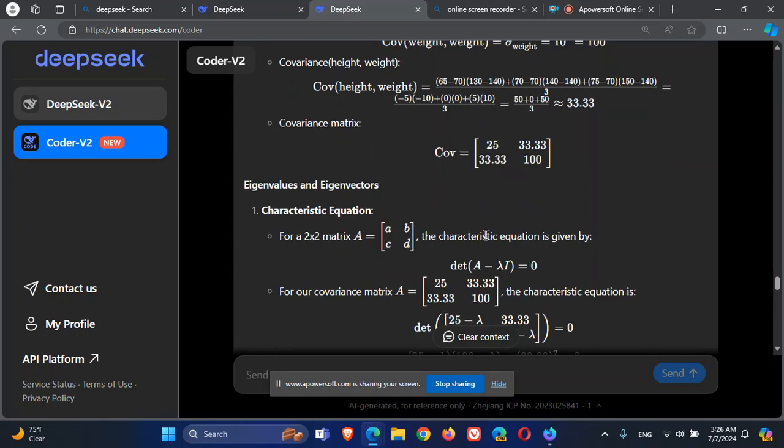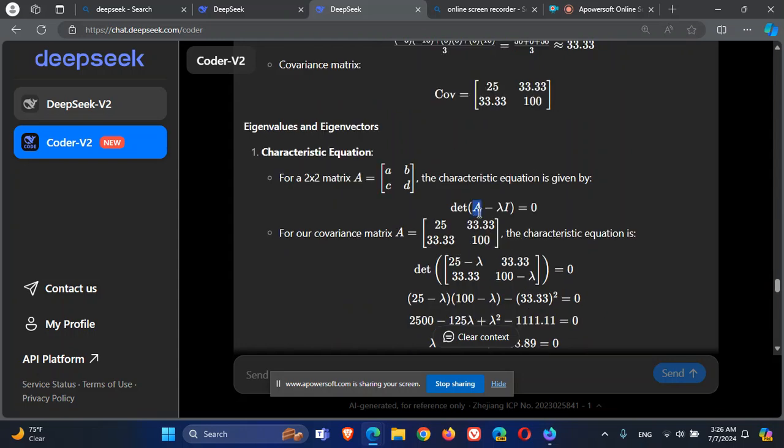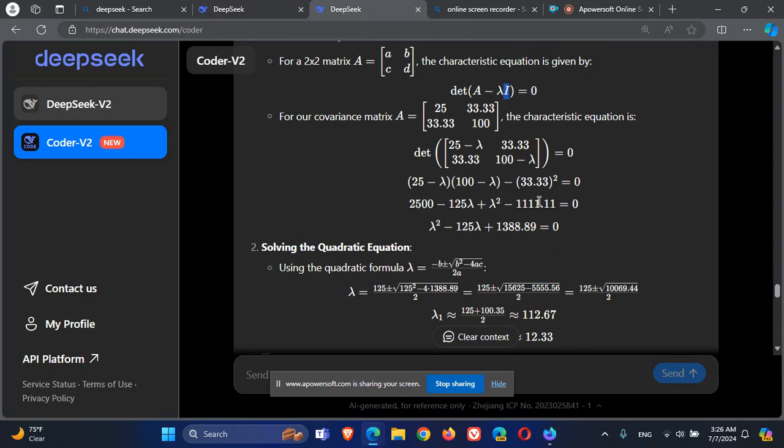So how do you calculate eigenvalues of a matrix? If I have a matrix, I want to calculate the eigenvalues. So I take the determinant of my matrix minus the eigenvalue times the unit matrix, and I want to set it to 0. The solutions to this characteristic equation are the eigenvalues of the matrix.